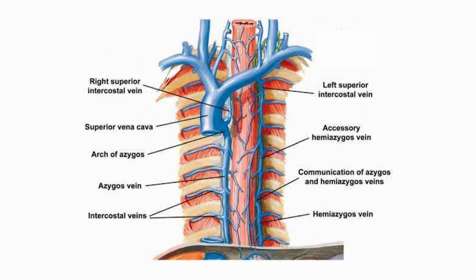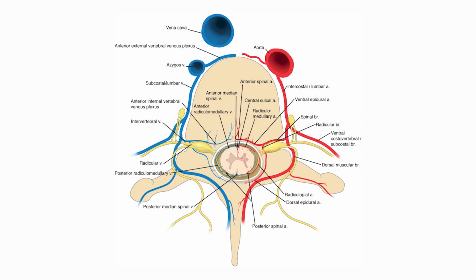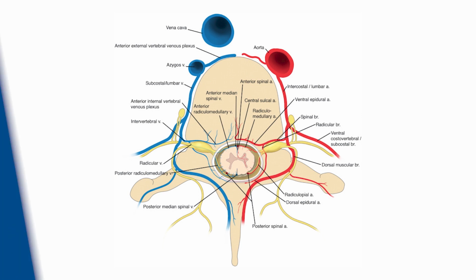The azygous system also communicates with the valveless venous network known as Batson's Plexus. When the vena cava is partially or totally occluded, Batson's Plexus provides an alternate route for the blood returning to the heart. So today we have covered the internal structures of the spinal cord and the blood supply.